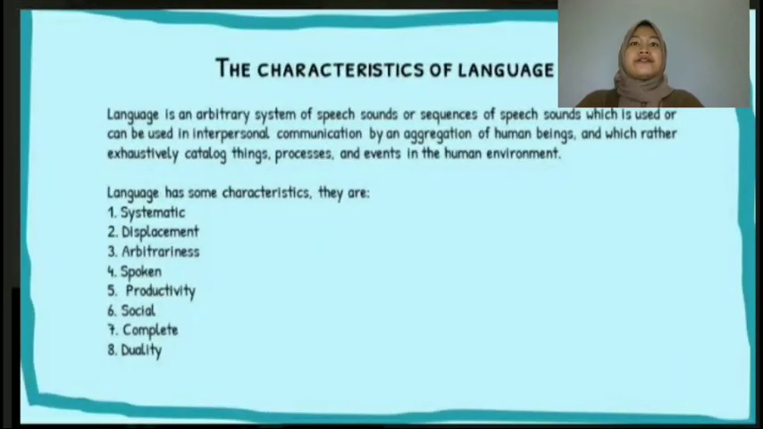The characteristics of language. Language is an arbitrary system of speech sounds or sequences of speech sounds which is used or can be used in interpersonal communication by an aggregation of human beings, and which rather exhaustively catalogs things, processes, and even the human environment. Language has some characteristics: systematic, displacement, arbitrariness, spoken, productivity, social, complete, and duality.